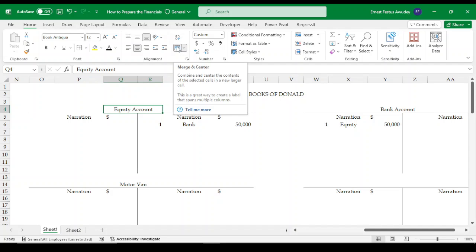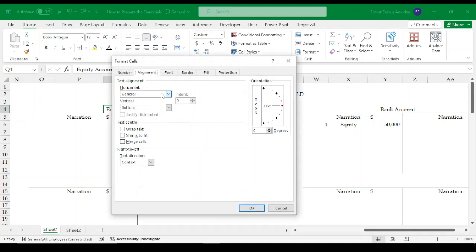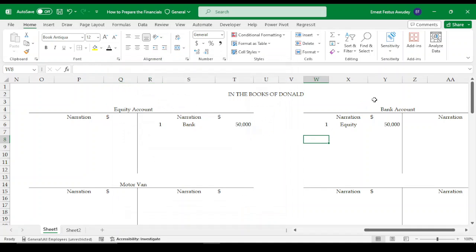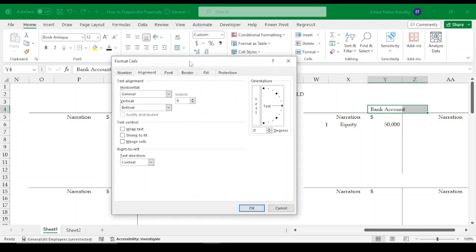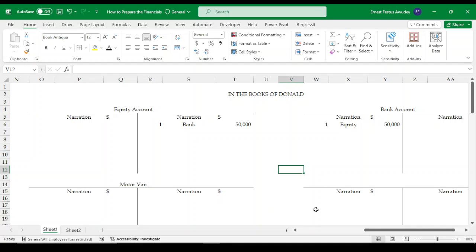So I can just unselect this and I'll hit Control 1, come to my alignment, horizontal, and then I'll select center across selection and then I'll hit OK. So that is just another bonus tip for you. Another way of accessing the alignment is to come to this particular arrow here and click that, and then it takes you to your alignment or the format cells pane, and then you can do your selection and hit OK. All right, so that is just by the way. So we have our motor van account and then our bank account.